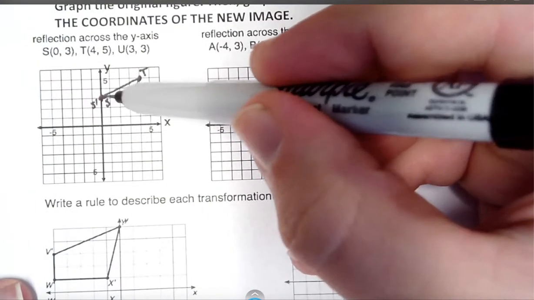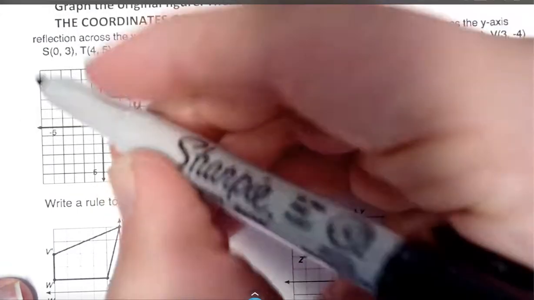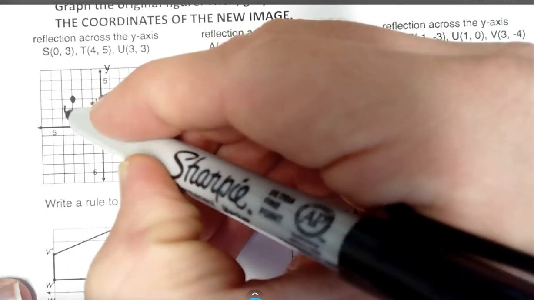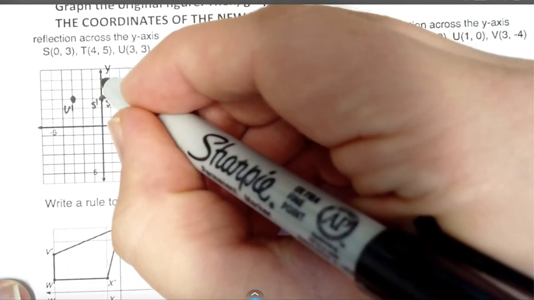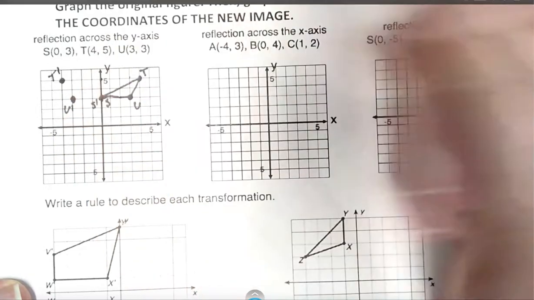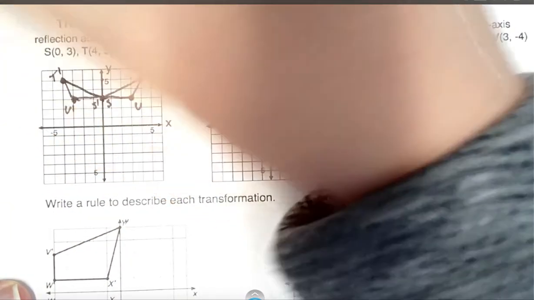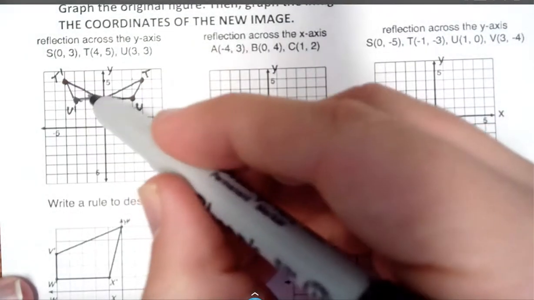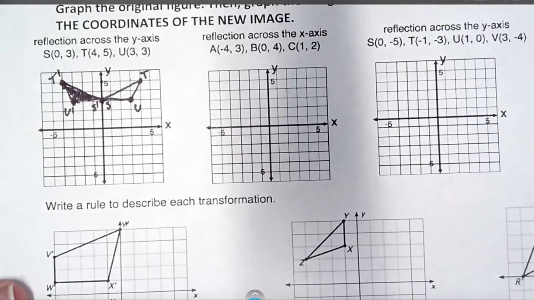U is 1, 2, 3 away, so I'm going to keep counting. 1, 2, 3. U prime. T, 1, 2, 3, 4 away. 1, 2, 3, 4 on the other side, and that is T prime. The new one is always the same letter, but with an apostrophe, and we call it prime. So that's my new one there. And they should always look the same, just be flipped.